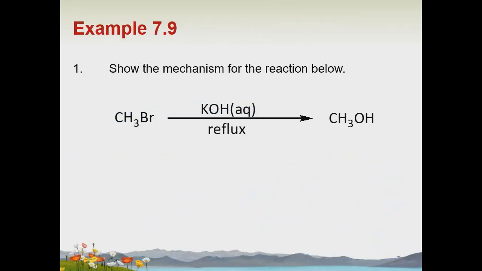Let's do one example, 7.9. Show the mechanism for the reaction below. So since this is a primary haloalkane, we should be able to do SN2 immediately. Now let's see how to answer example 7.9 on page 258. Okay, so show the mechanism for the reaction below.